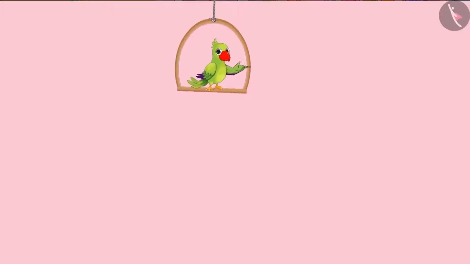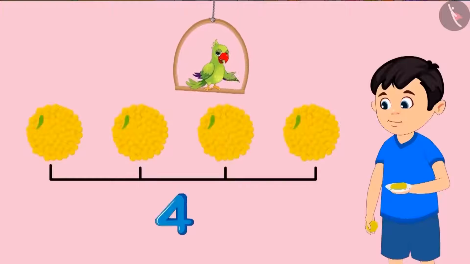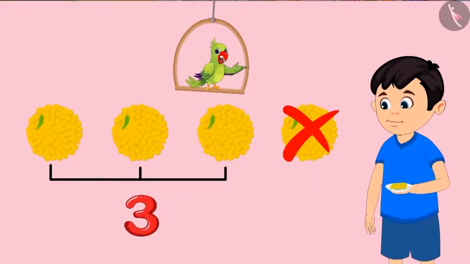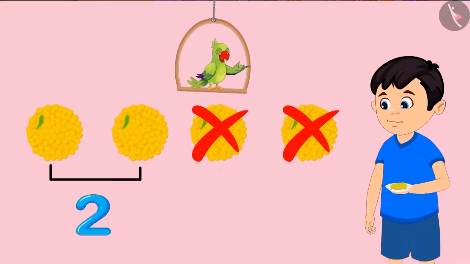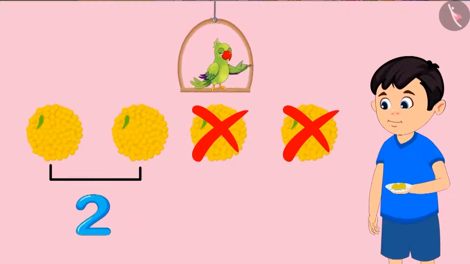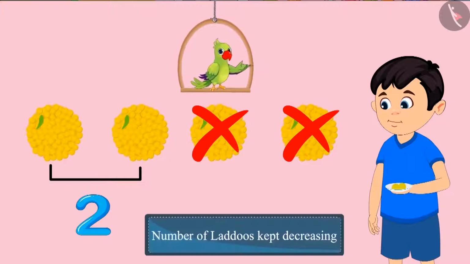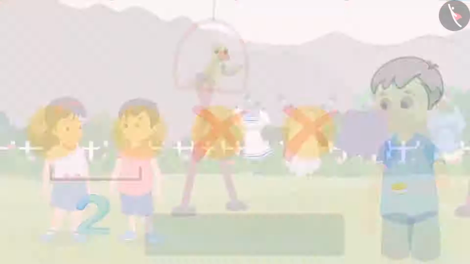So children, first Chotu had 4 laddus with him. Then he ate 1. So there were 3 left. But then out of the 3 laddus, he ate 1 more laddu. So then there were just 2 laddus left with him. In this way, the number of laddus kept decreasing.